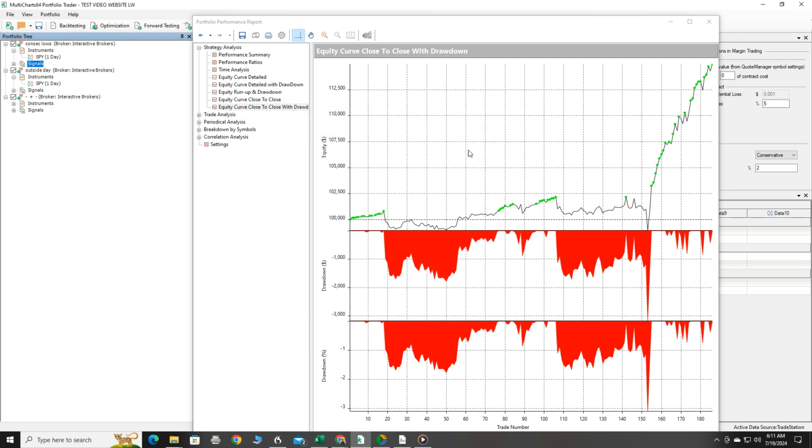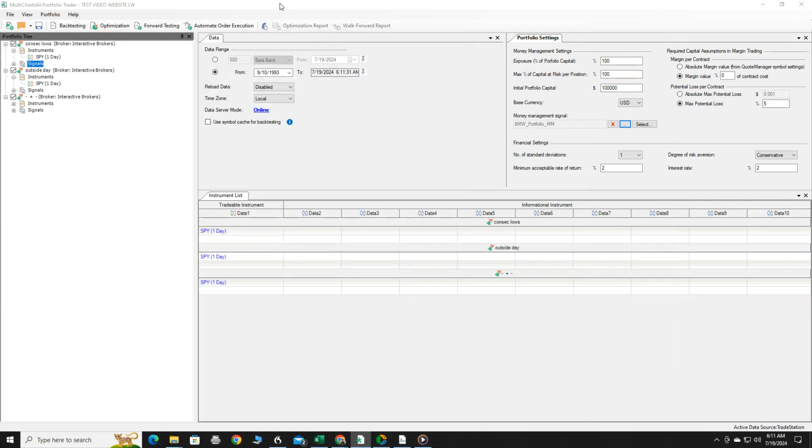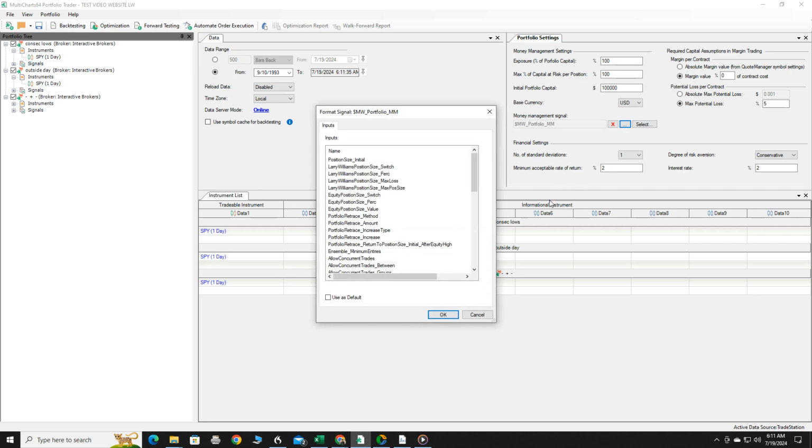Again, this is to show that on a strategy level, you can customize the money management configuration, and then go into the portfolio level and put a whole other layer of money management on top of that. So that's how we got that graph. Now, let's go ahead and put some money management on the portfolio level.